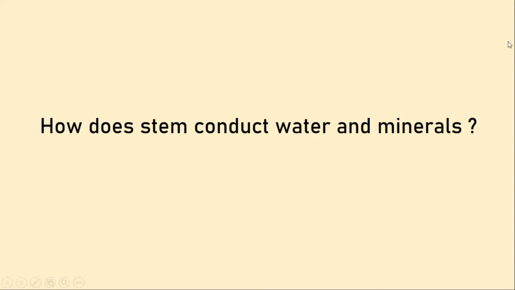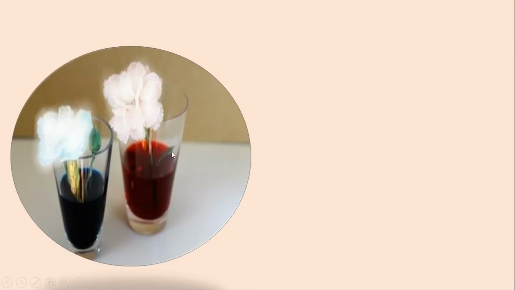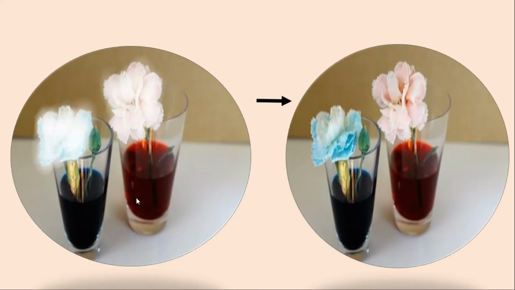Now how does the stem conduct water and minerals? We can prove this with the help of a few activities. For this activity we require 2 white flowers and red and blue ink. We kept the flowers in the red and the blue ink, and after a few hours we observe whether there will be a change. Next we will observe that the flower that is dipped in the blue ink, the petals become a little bit blue, and the flower that is dipped in red ink becomes a slight red color. So this shows that when we dipped the white flowers in red and blue ink, the ink is conducted to the stem of the flower, and it ultimately goes to the petals of the flower. That's why the color of the petals changes.